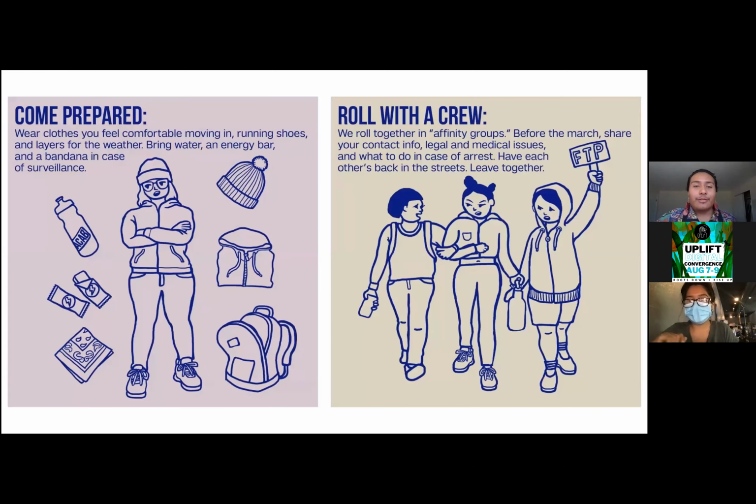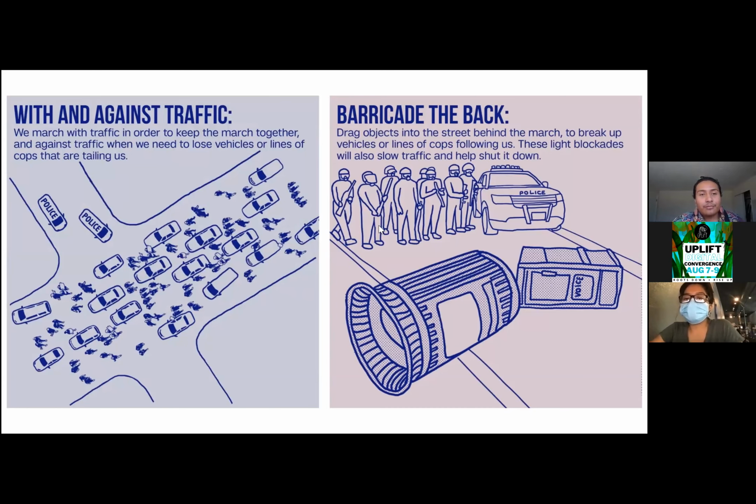Okay, and then at the end you can all leave together. You can have a meetup point and everything, get everything down. And then it's usually good to go with and against traffic. March with traffic in order to keep the march together, and against traffic when we need to lose vehicles or lines of cops that are tailing us.